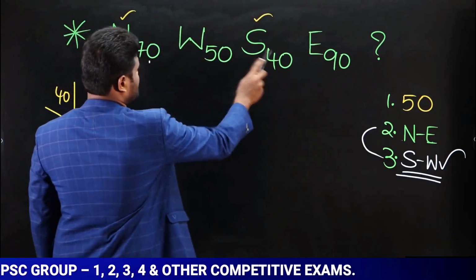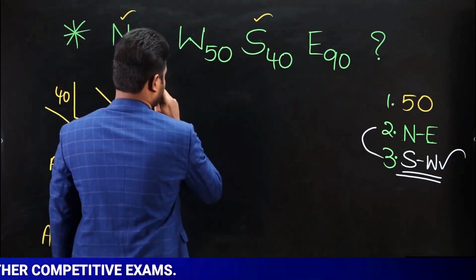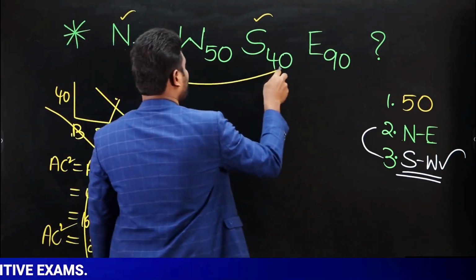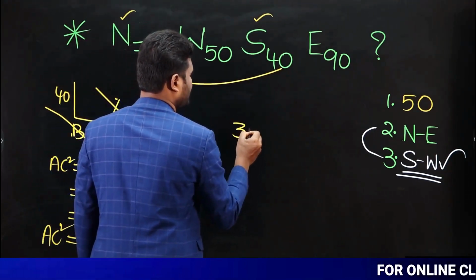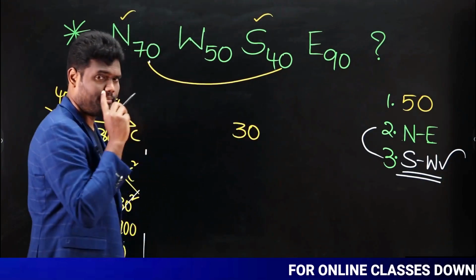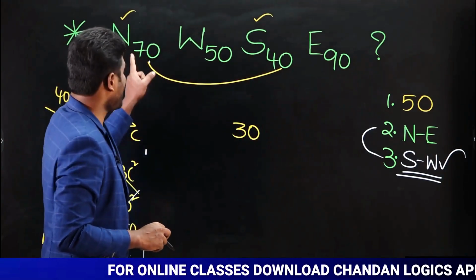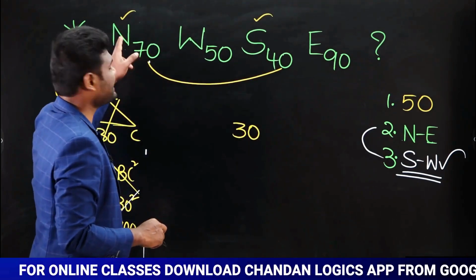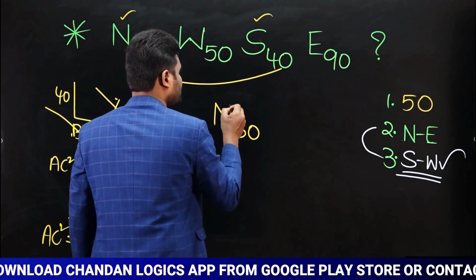North's opposite is south. So north is 70, south is 40. Subtract. When you subtract both of them, 70 minus 40, the difference is going to be 30. Now out of these two, which is the highest number? The highest number is 70. What is the direction of 70? The direction of 70 is nothing but north. So you have to write this as north.